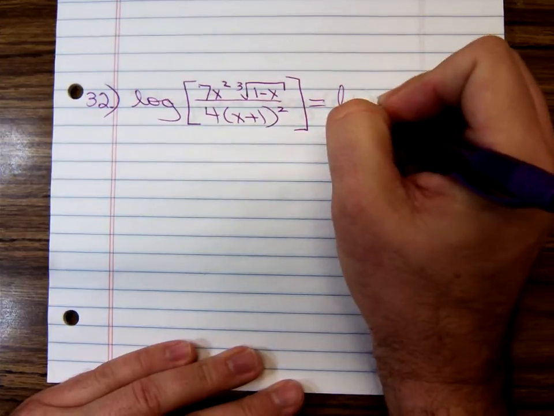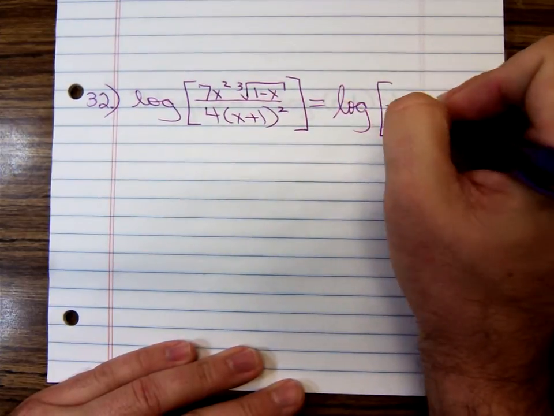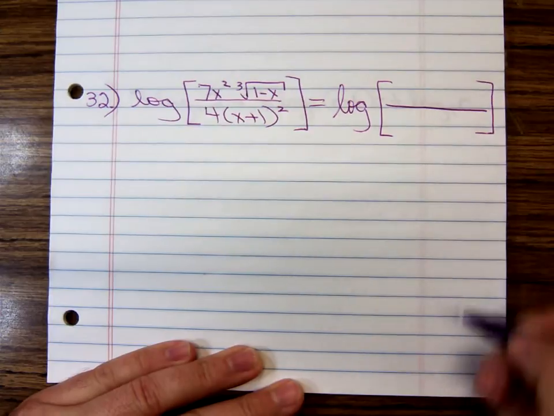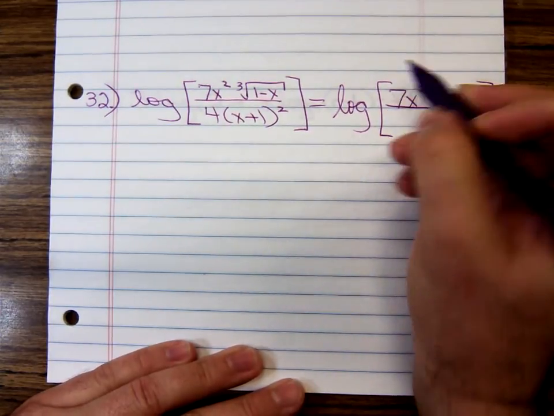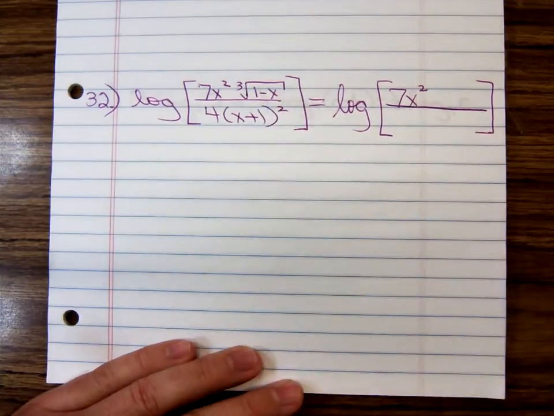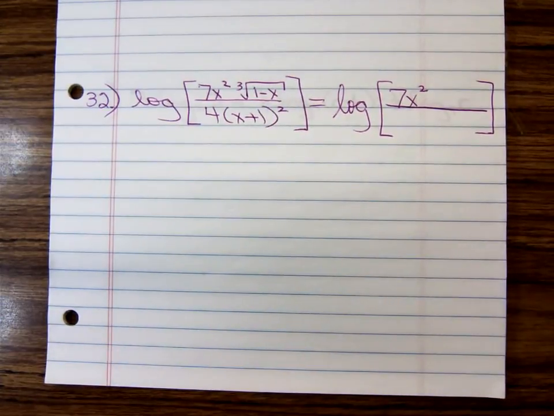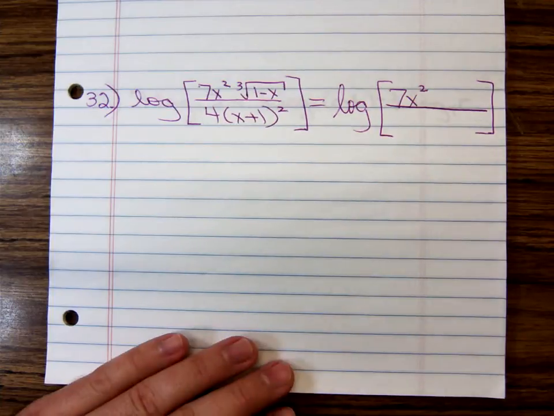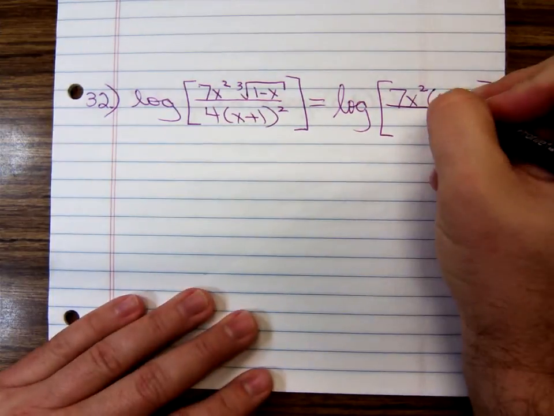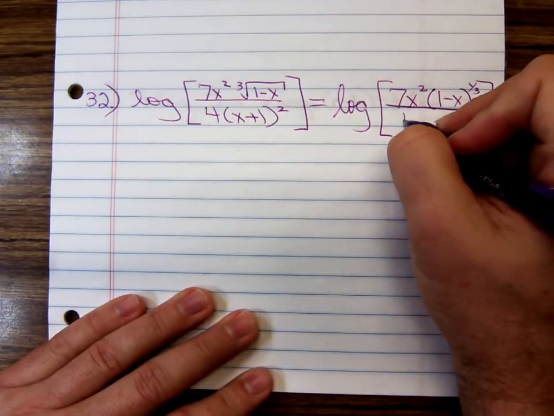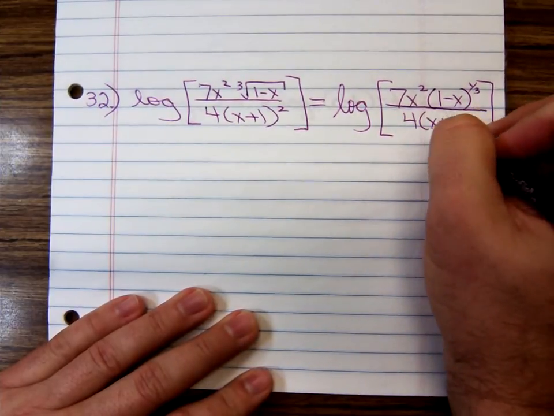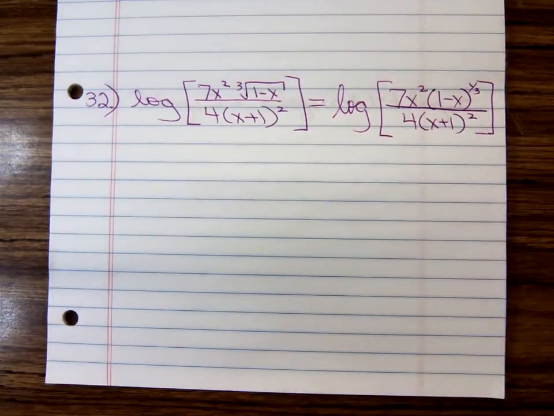So that's the common log of, we have a 7x squared. That cube root of 1 minus x, how will I write that? I agree. 1 minus x with a 1/3 exponent. We still have a 4 times an x plus 1 quantity squared.